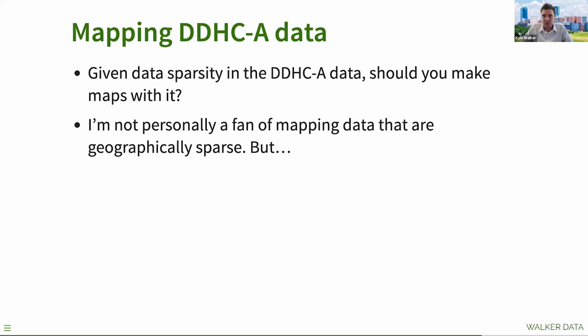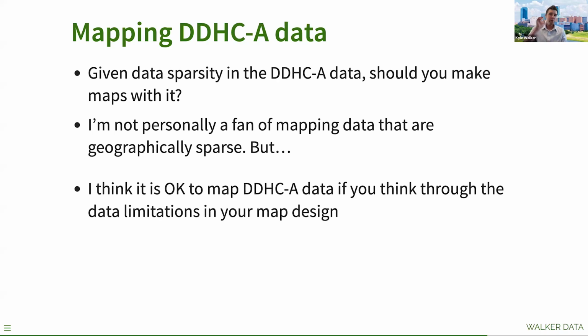I'm not a fan personally of mapping data that are geographically sparse. In part because it implies patterns that may or may not exist. Because if you have geographical sparsity in your data due to missing or suppressed data, you might be showing a pattern of just where the data are, not where actual populations are per se. And it can be, frankly, kind of confusing. If you think through the limitations of the data, however, I think there are reasonable ways to map DHC-A data.